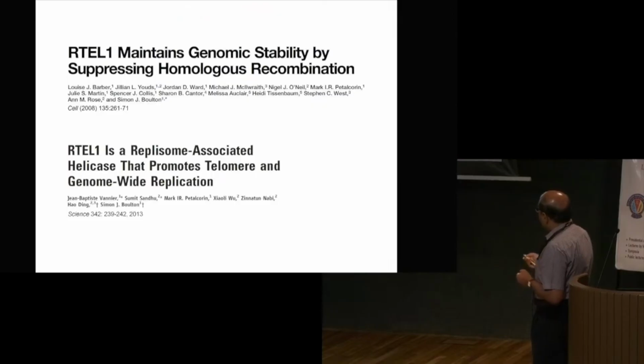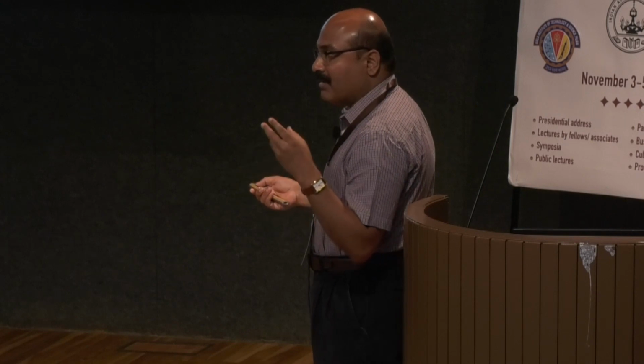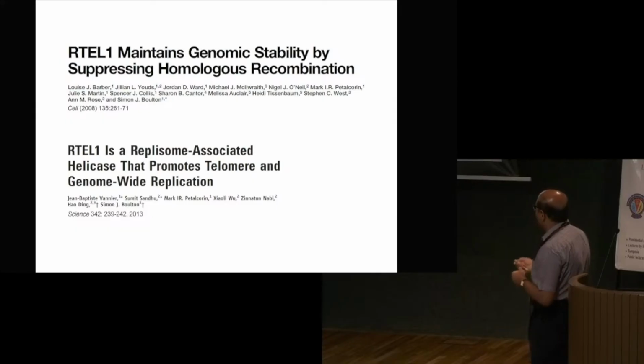Two papers from the Simon Boulton group showed that RTEL1 helicase is important for suppressing homologous recombination during DSB repair. Subsequently, they also showed that RTEL1 helicase is a PCNA-interacting helicase, which is required for genome-wide replication and for taking care of genome duplication as well as genome maintenance. So, we speculated that RTEL1 helicase may be regulating homologous recombination during DNA replication.